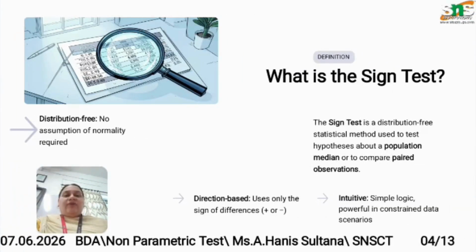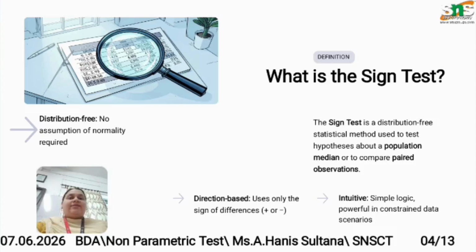Now we will understand what the sign test is. In non-parametric tests, we have one test called the sign test. We know what a sign is: symbols or demonstrative indicators are normally denoted as a sign. The sign test is a distribution-free statistical method used to test a hypothesis about a population median or to compare paired observations. We know what the median is.